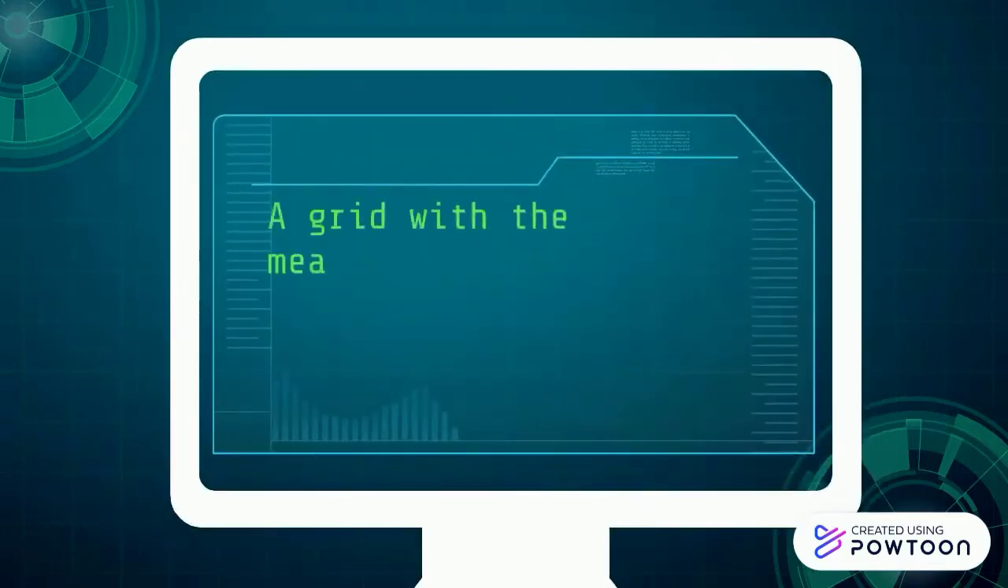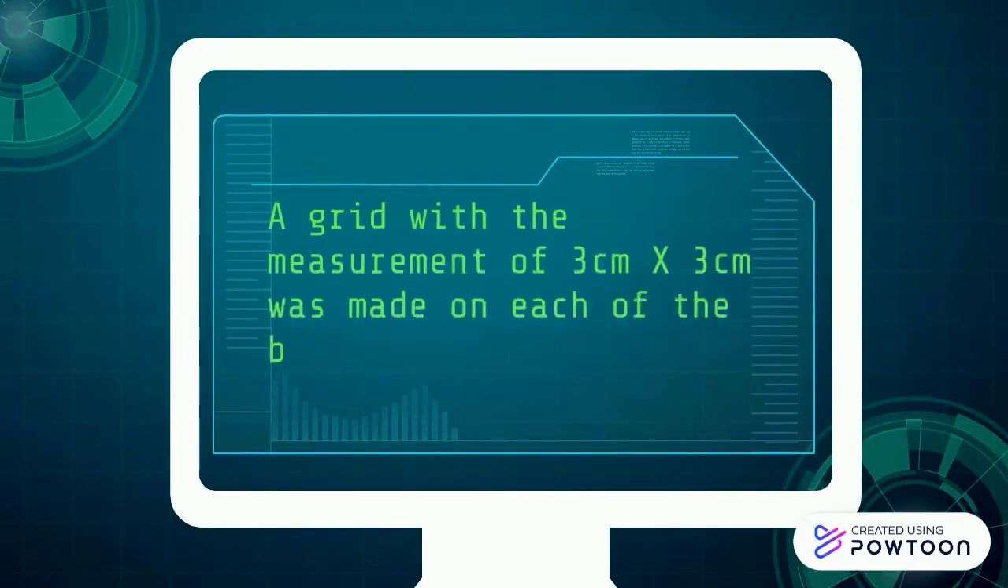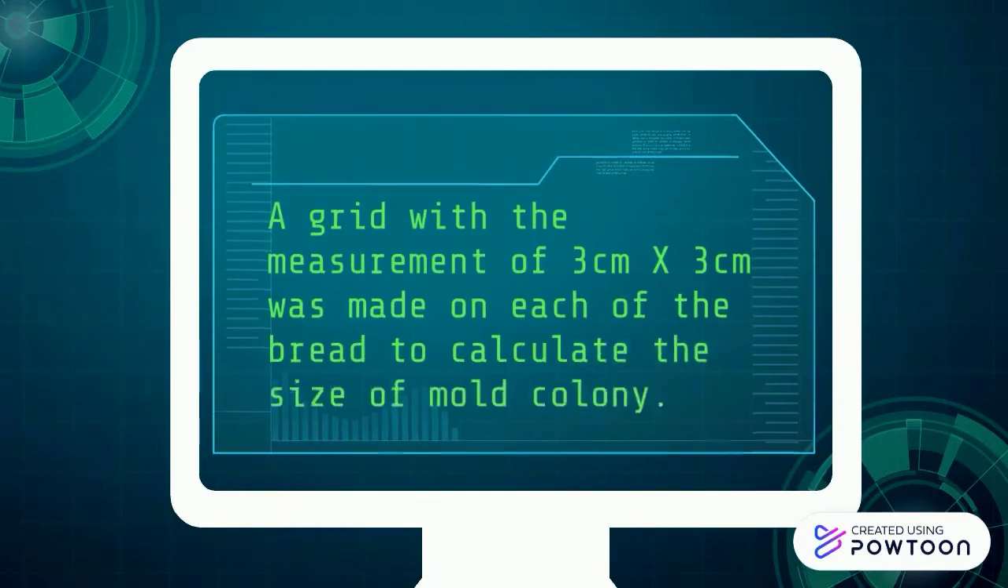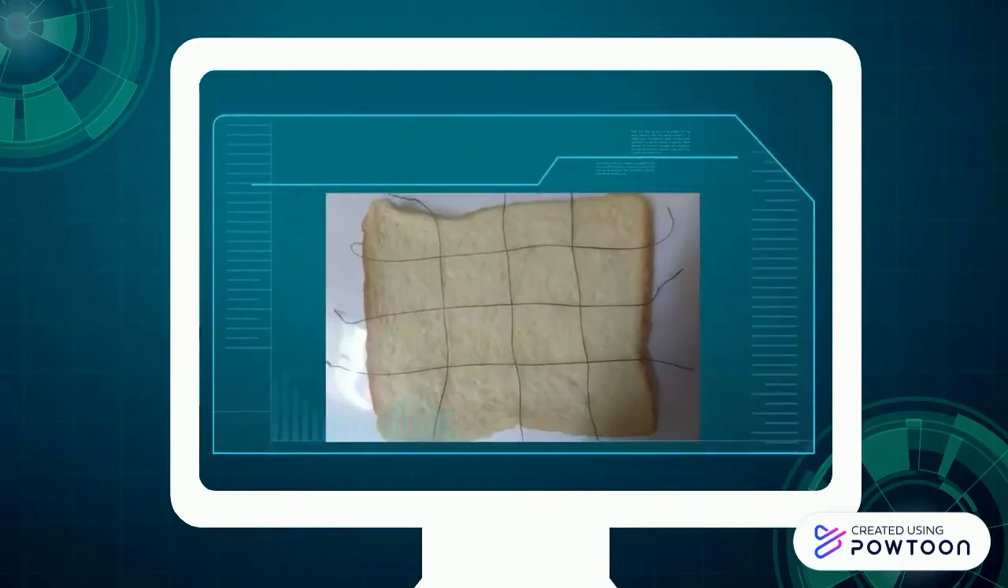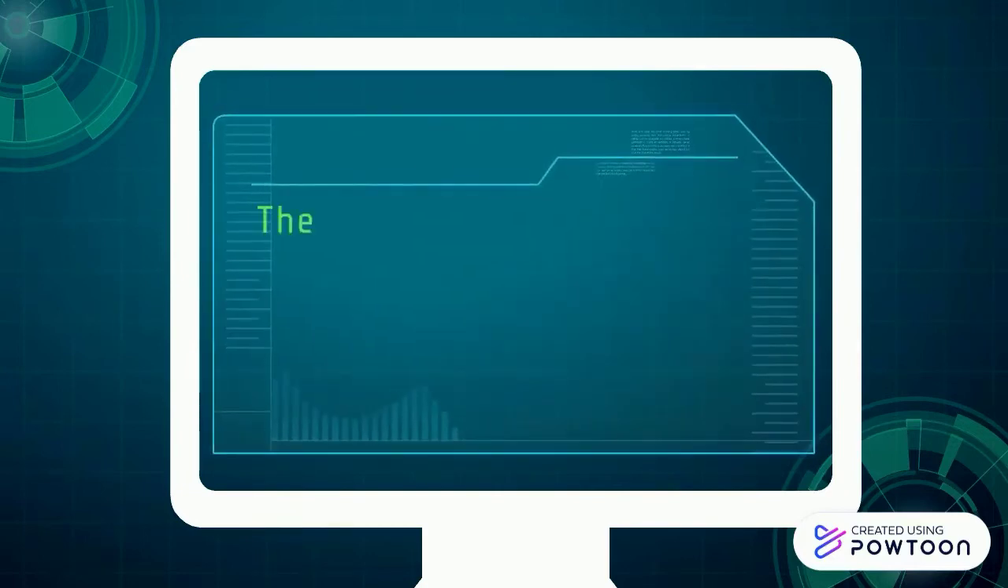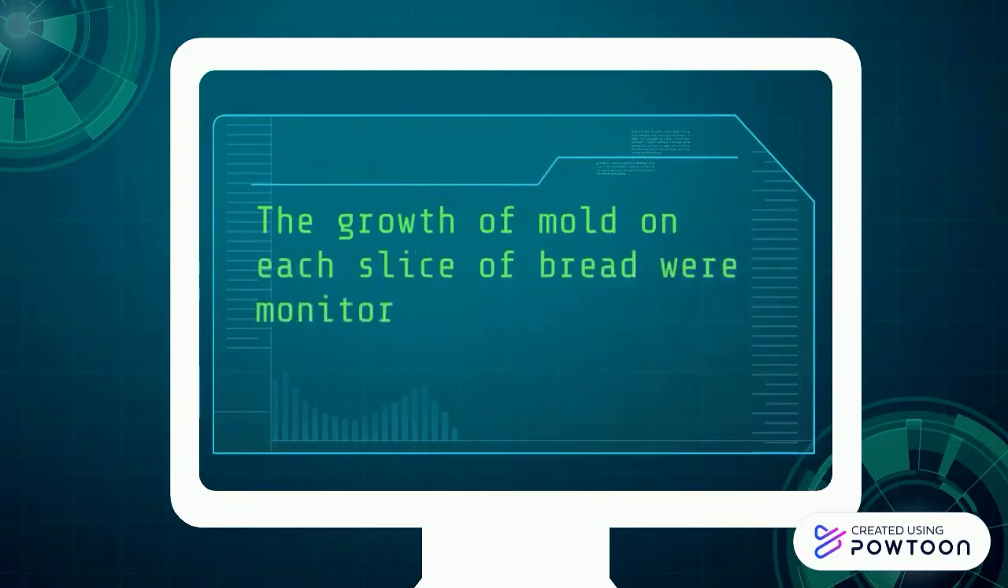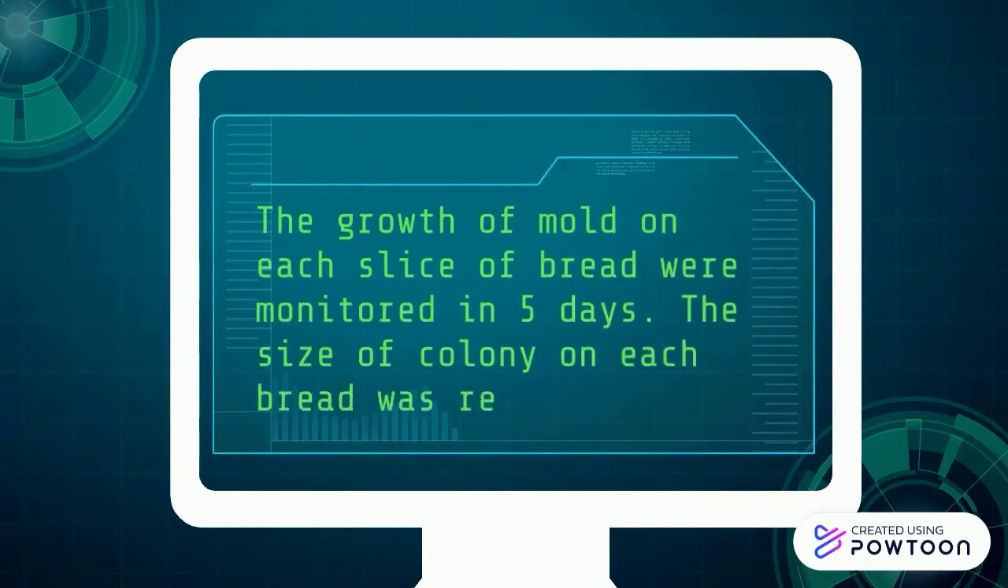A grid with a measurement of 3 cm times 3 cm was made on each of the bread to calculate the size of the mold colony. The growth of mold on each slice of bread was monitored for 5 days. The size of colony on each bread was recorded.